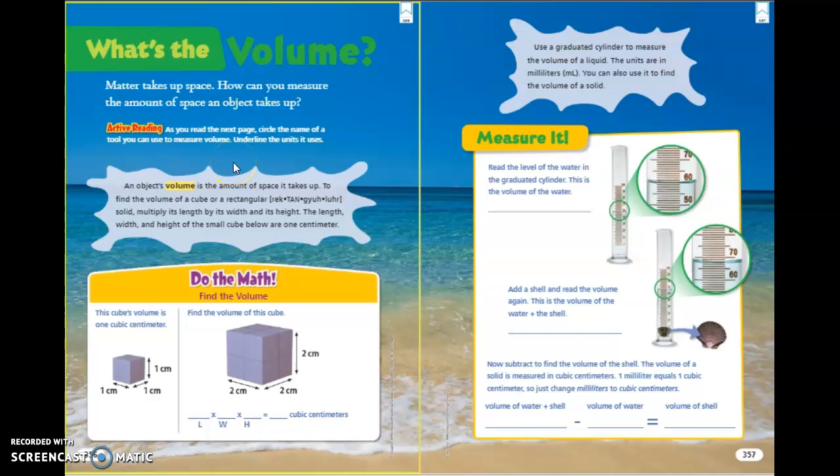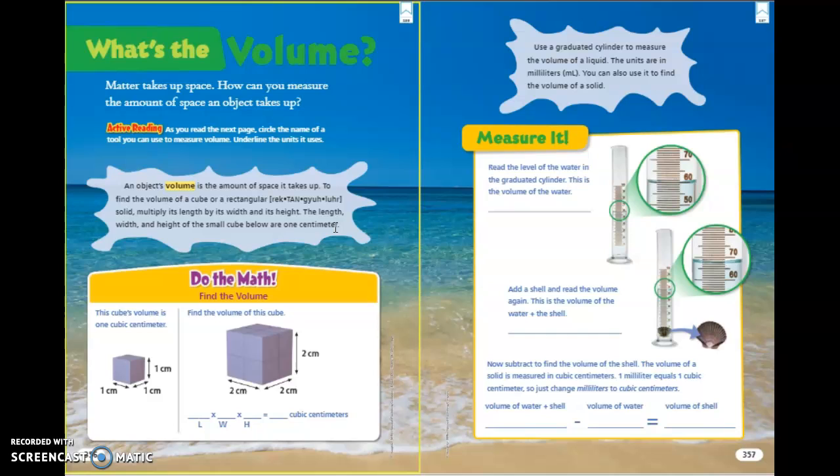What's the volume? Page 356 and 357. Matter takes up space. How can you measure the amount of space an object takes up? Active reading. As you read the next page, circle the name of a tool you can use to measure volume. Underline the units it uses.